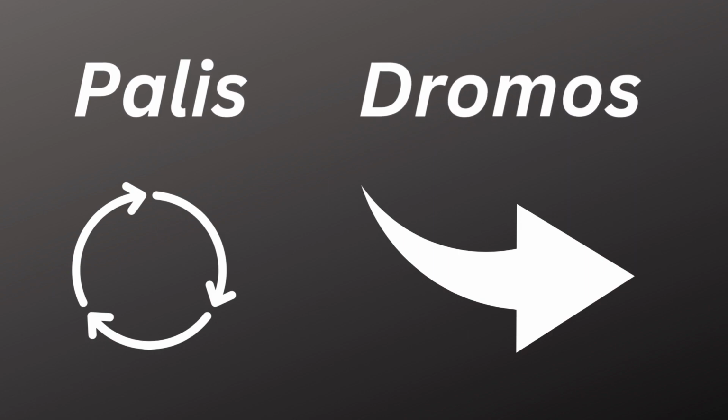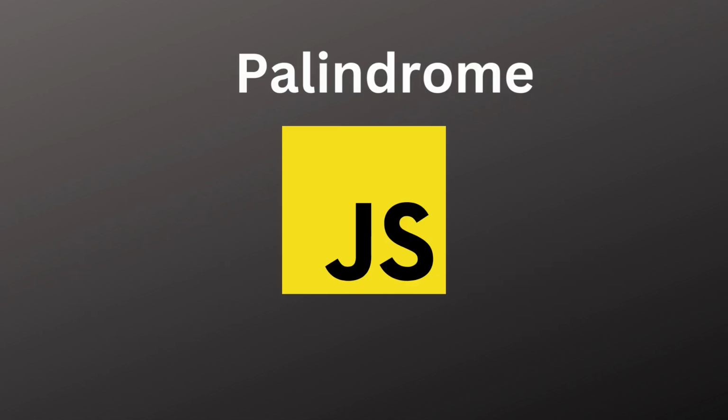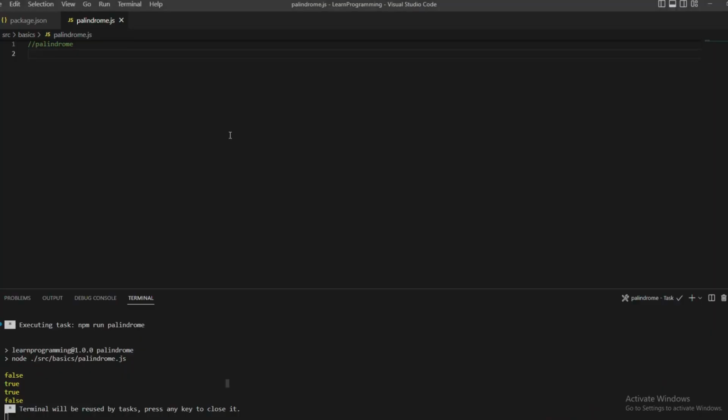The word palindrome comes from the Greek word palis, meaning again, and dromos, meaning way or direction. A palindrome checker could also be very easily implemented in JavaScript. Let's see how we can do it. Let's begin our coding process.